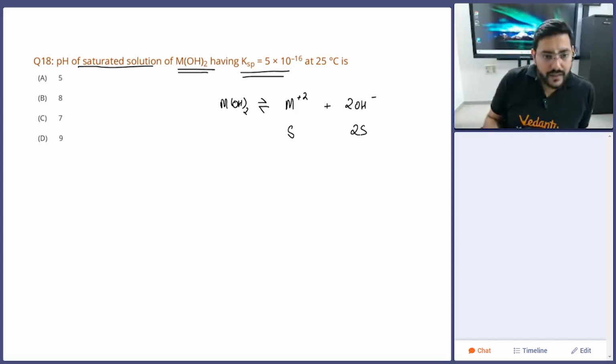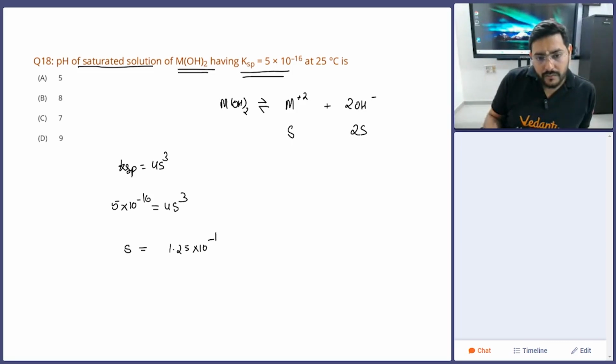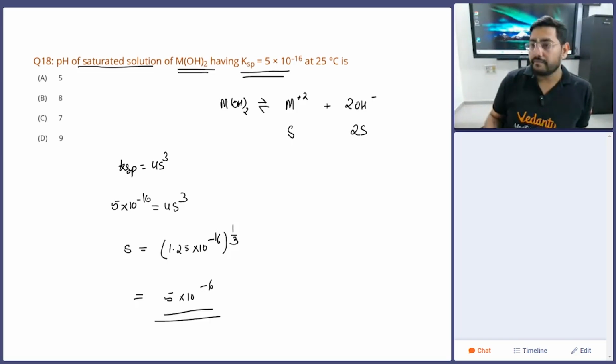Now here can we say that KSP is equal to 4S cube? The KSP is given to you guys. The KSP is 5 into 10 to the power minus 16, that is equal to 4S cube. So S is equal to 1.25 into 10 to the power minus 16, raised to the power 1 by 3. On solving this, we are going to get 5 into 10 to the power minus 6.